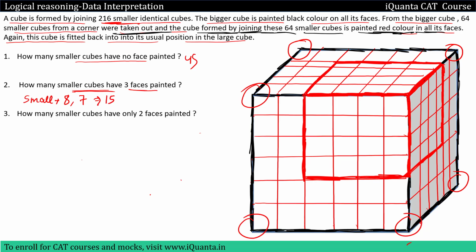Now you also have to take into consideration the thing that lies inside this cube. Because this 4 cross 4 cross 4 cube was taken out, some surfaces would be visible over here, on these parts, but they are not colored. Those surfaces are not colored. So that is why I took into consideration only the corner cubes.